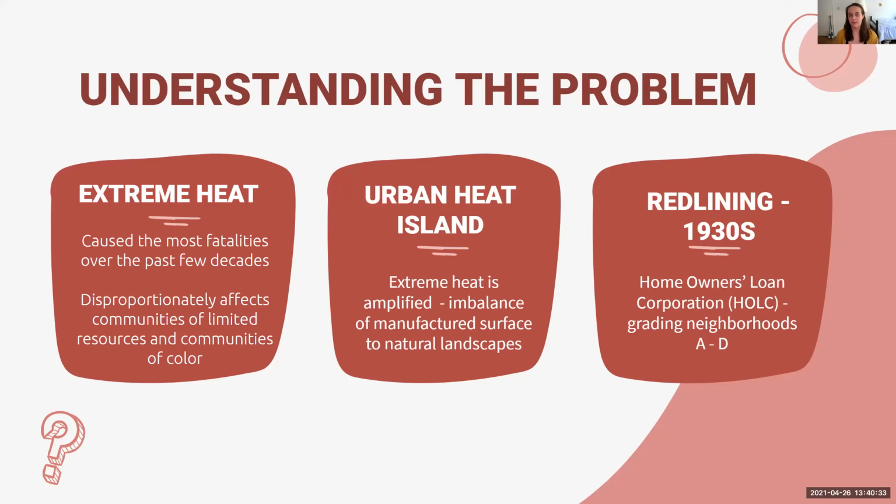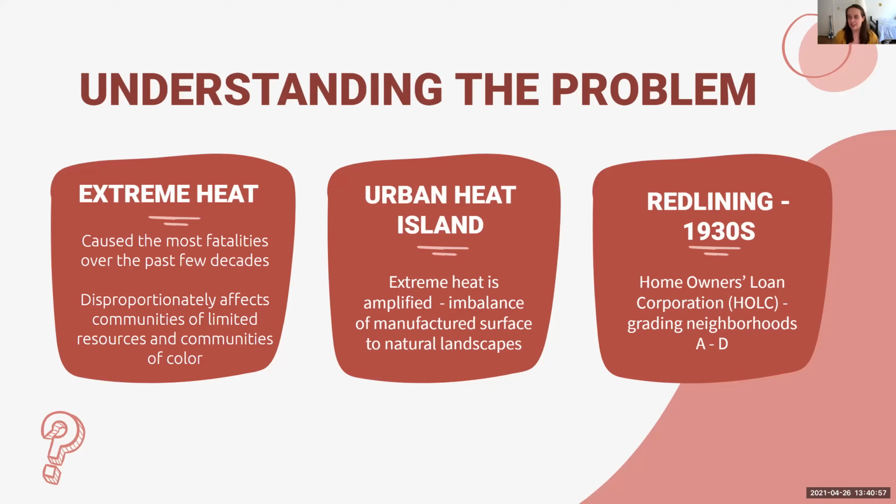Moving on from extreme heat to urban heat islands. Urban heat islands are a phenomenon where extreme heat is amplified within urban areas. This occurs because there is an imbalance of manufactured surfaces such as concrete or pavement to natural landscapes such as parks or green spaces in general.